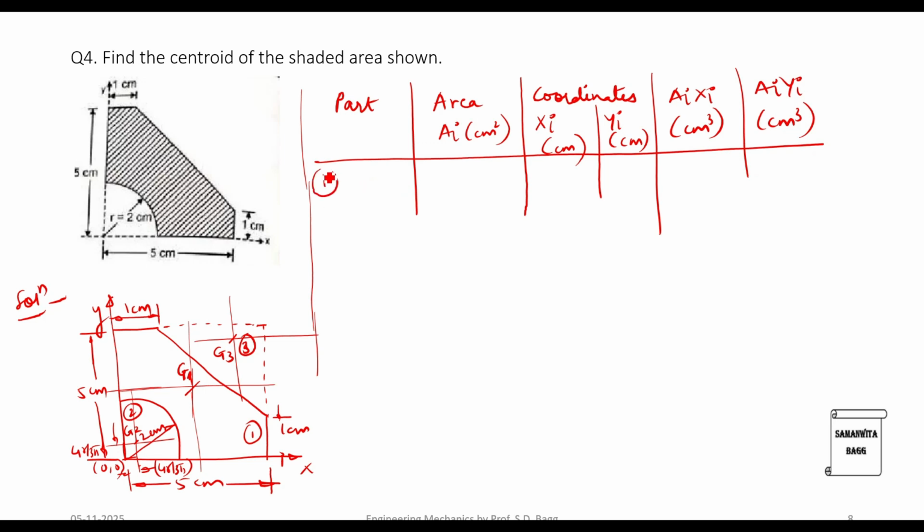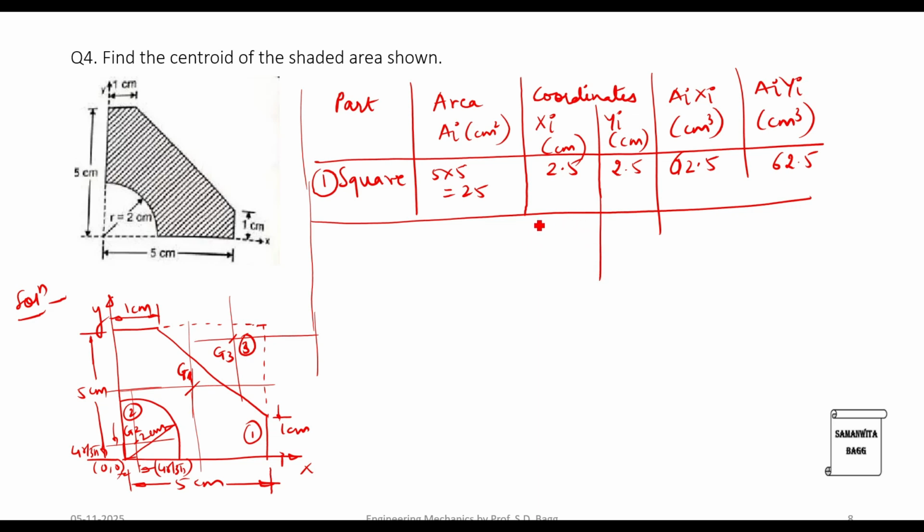So the first part is the square, for which the area will be 5 into 5, which is 25 centimeter square. The second value is of this position, so it is 5 by 2 and the height is also 5 by 2, exactly half. Then you have to multiply these two and this becomes 62.5 and this is also 62.5.